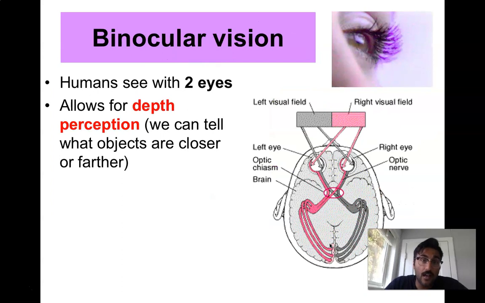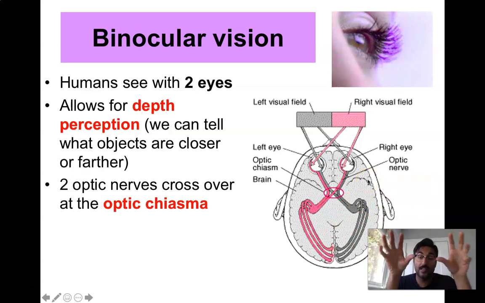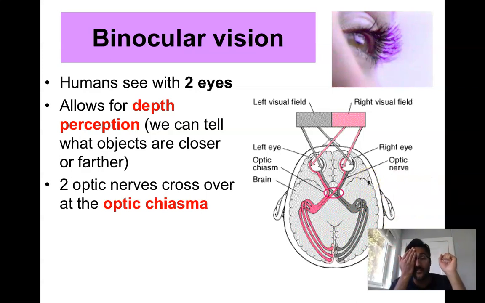Binocular vision is what you and I see. We see with two eyes. By having two eyes, we've got really good depth perception. You know this because if you cover one eye and then try to touch stuff, you don't really get the depth properly. And then the two optic nerves from each eye have to cross over.